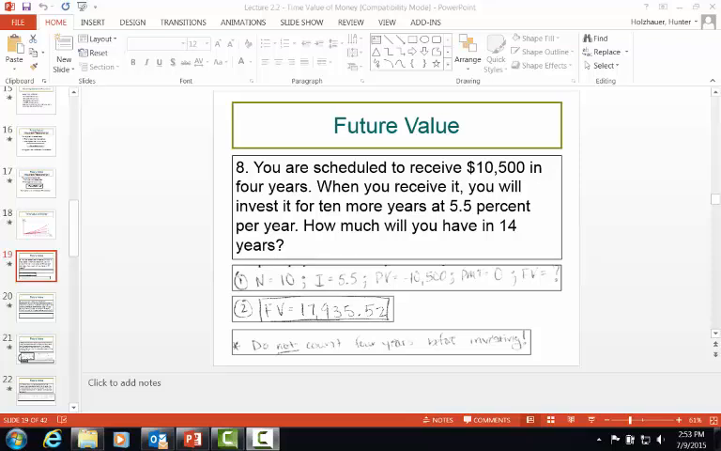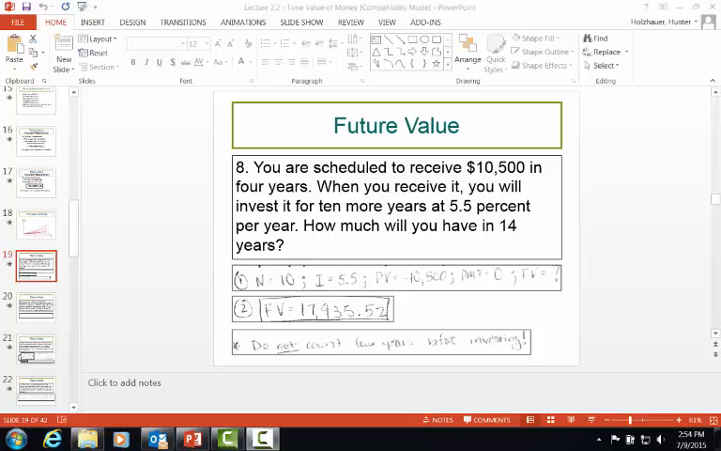Let's take a look. All right, Ross, sorry, I've started there. I want to switch to this future value slide. Let's take a look at one of the problems on your test guide. Let's look at number 8 specifically, focusing on future value. So let's read it. You are scheduled to receive $10,500 in 4 years. When you receive it, you will invest it for 10 more years at 5.5% per year. How much will you have in 14 years?